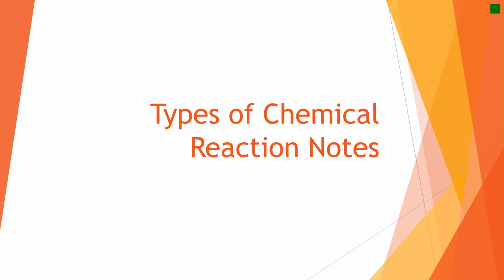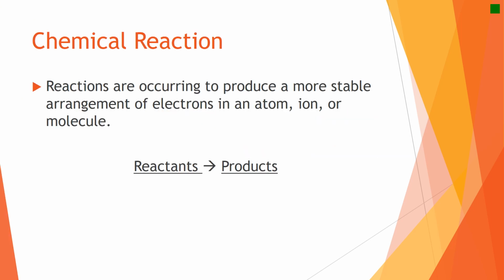All right, tonight what we're going to be learning about are the different types of chemical reactions that you are going to have to know for this class. Once again, a chemical reaction occurs when they're trying to make a more stable arrangement of electrons. That's why these occur. Once again, everything is trying to go towards stability, and chemical reactions are not any different.